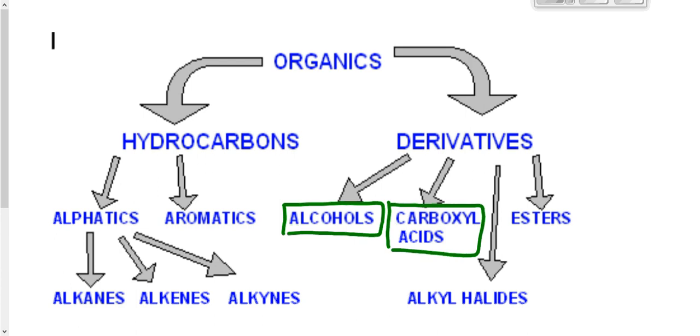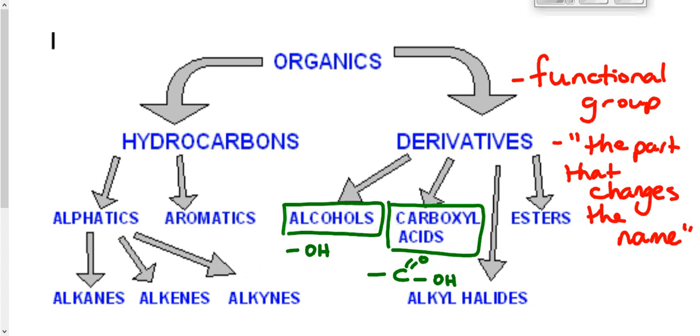or carboxyl acids. Alcohols are groups that contain an OH grouping as the functional group. Carboxylic acids are ones that on the end carbon you will have a double bonded O and an OH as a functional group.